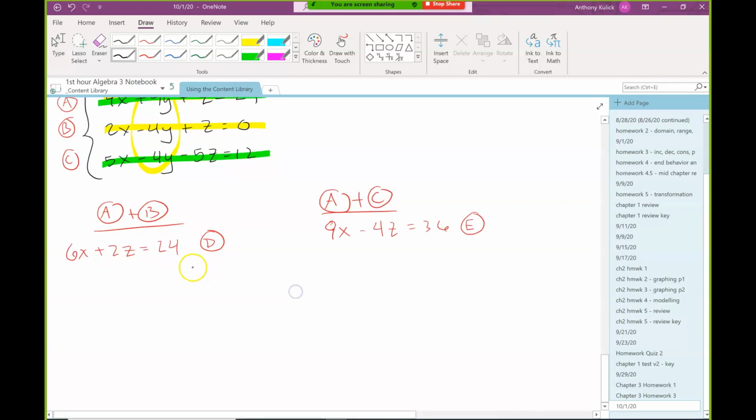So these two equations now form a new two-variable system.